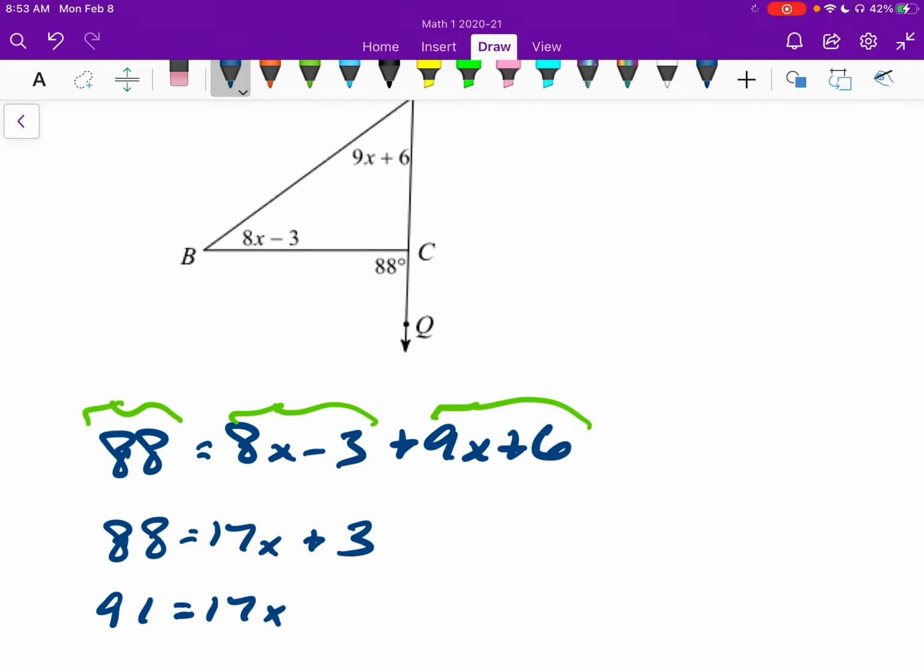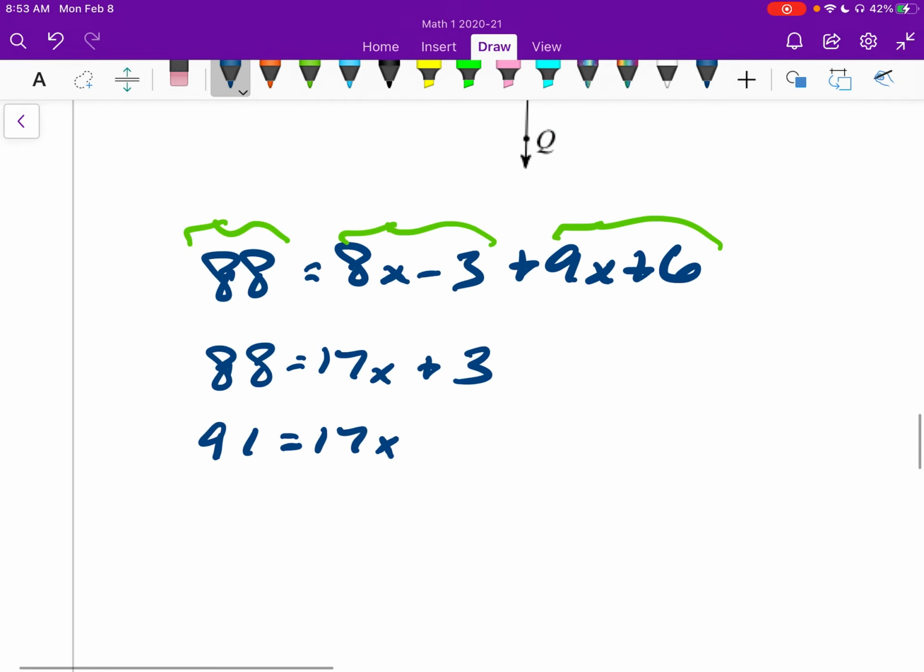We have 88 equals 8x minus 3 plus 9x plus 6. 8 plus 9 is 17. Negative 3 plus 6 is 3. Oh, here's my issue. Right here, I'm supposed to subtract 3 from both sides. I added 3. So that 91 should really be 85. So now whenever I take 85 divided by 17, I get 5. So there, 5 equals x. There we are.